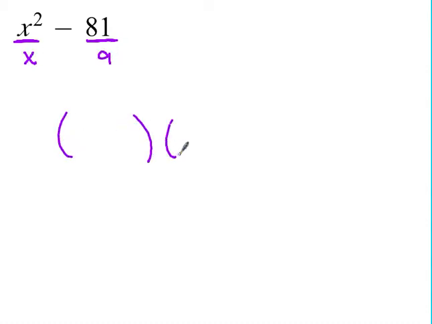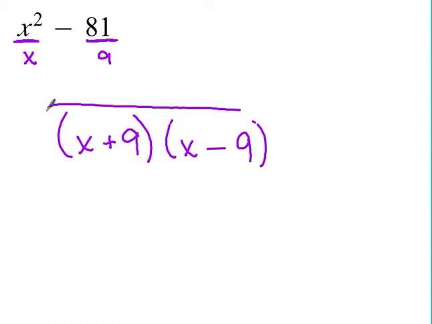We're once again jumping to parentheses. Okay? What do you think goes in the first? X. We always start with the X. And then, in this case, since 9 is my last number, 9 is going to go in both places. One's plus and one's minus. Good. So that's the difference of 2 squares.